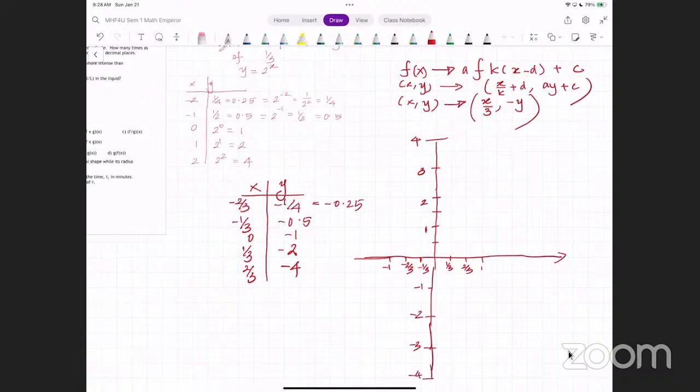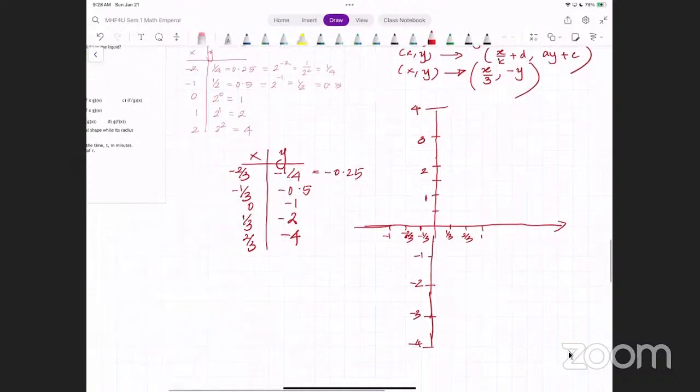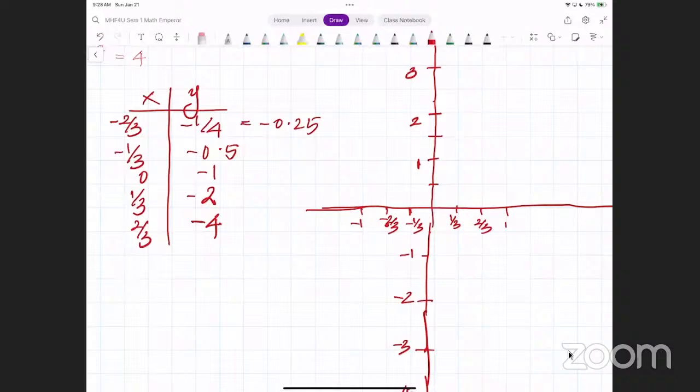So first point, minus 2/3, minus 0.25. So that's going to be minus 2/3, minus 0.25, minus 0.5. So you're in the middle of here. The next point, minus 1/3, comma, minus 0.5. So minus 1/3. Let me go back again to the point I marked. So this point is minus 0.5. This point is going to be minus 0.25.